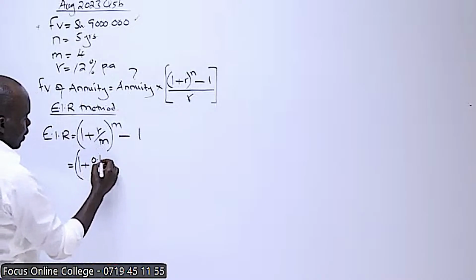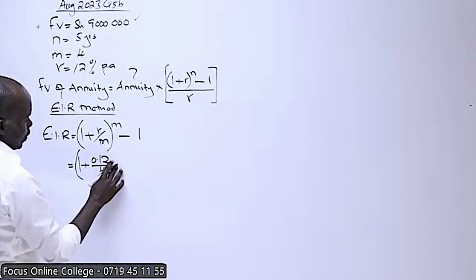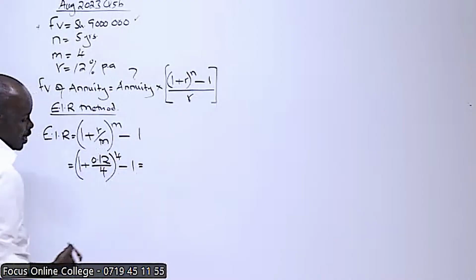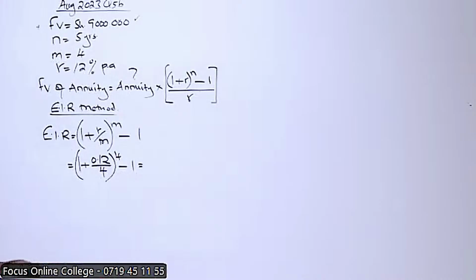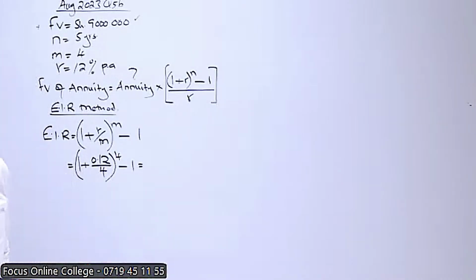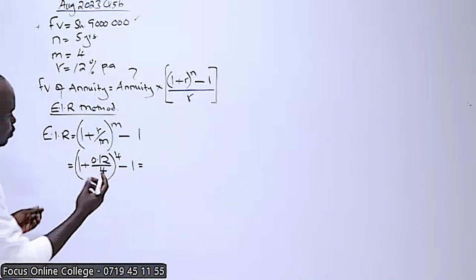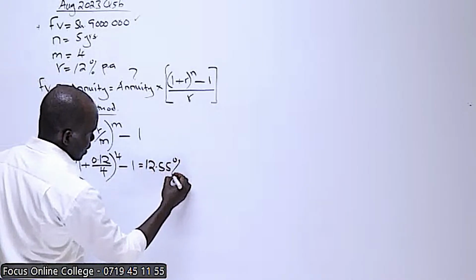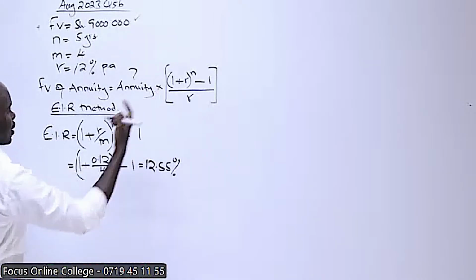So here you'll say effective interest rate is 1 plus 0.12 over 4, power 4, minus 1. So get the effective interest rate. 12.55%. Now this is what we are going to apply as our R.